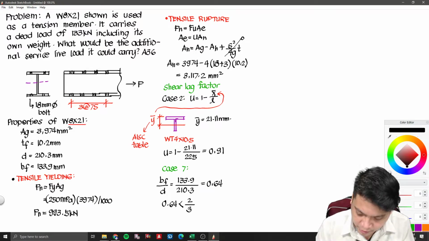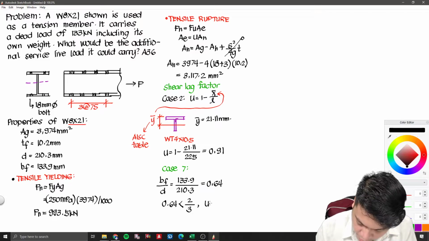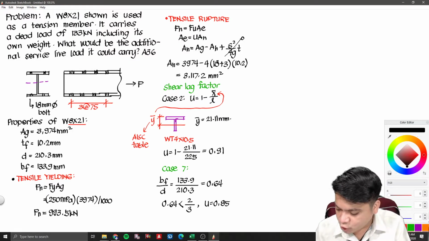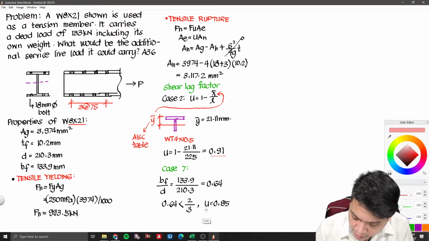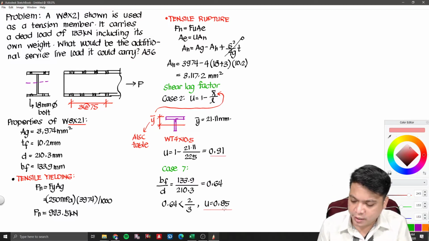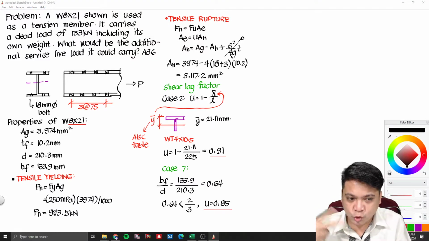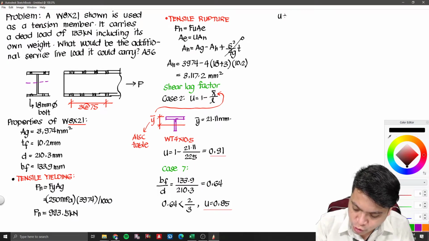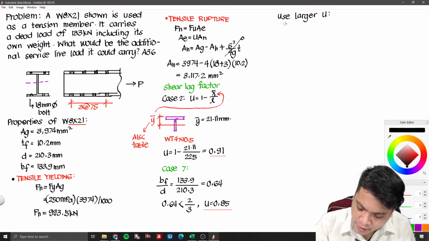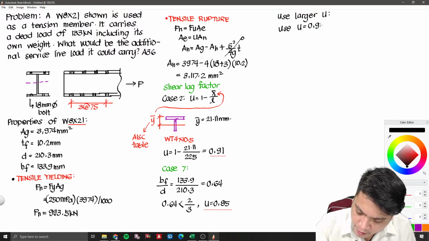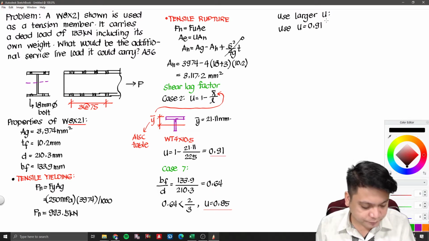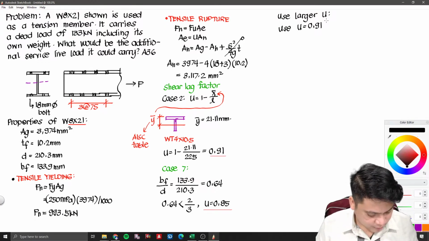Based on the table, ang U daw na gagamitin natin is 0.85. So meron tayo ngayon dalawang U, isang 0.91 at isang 0.85. Sabi ni NSCP, if two cases are applicable, you may use the larger U. So, tayo, we will use U equals to 0.91.